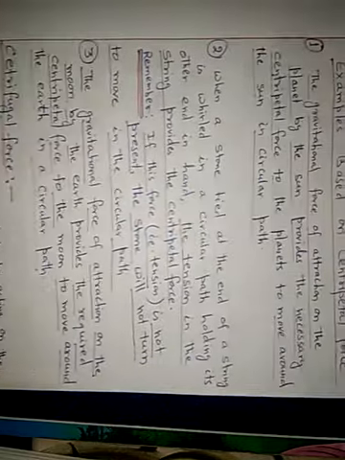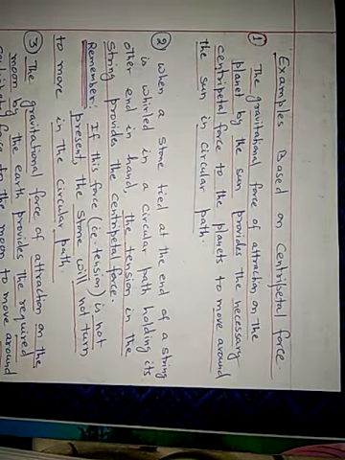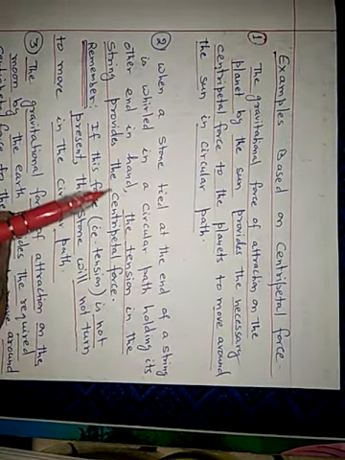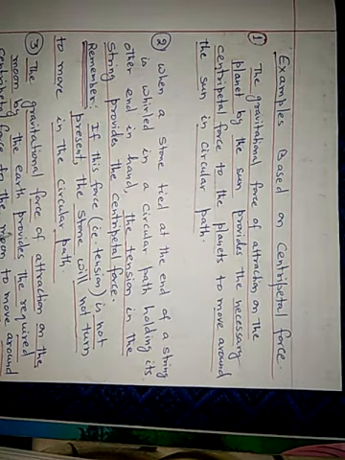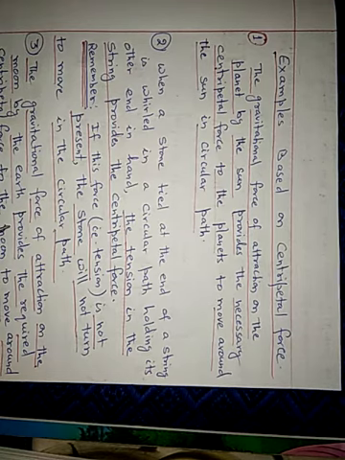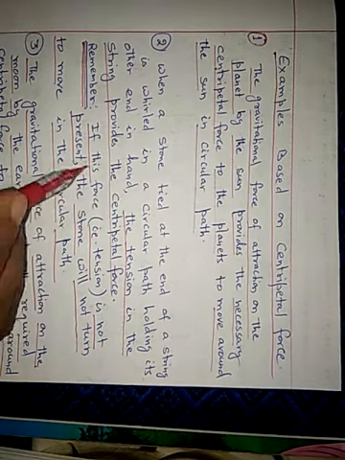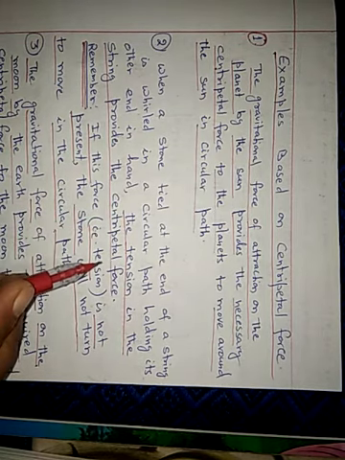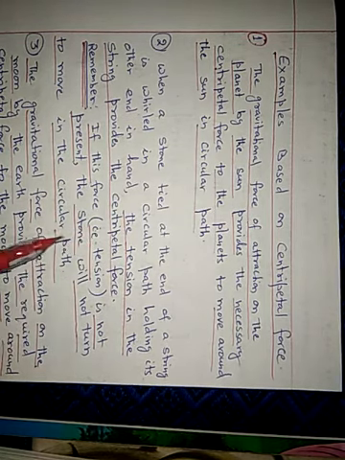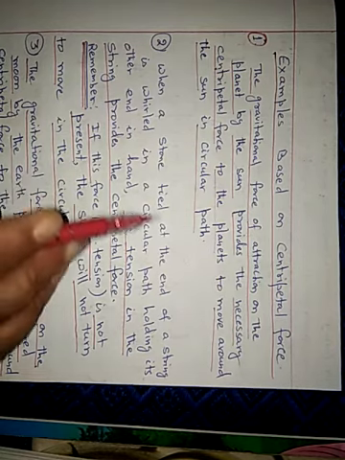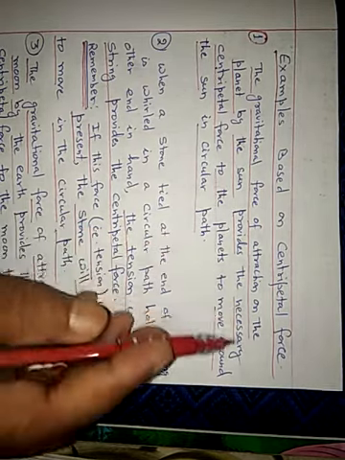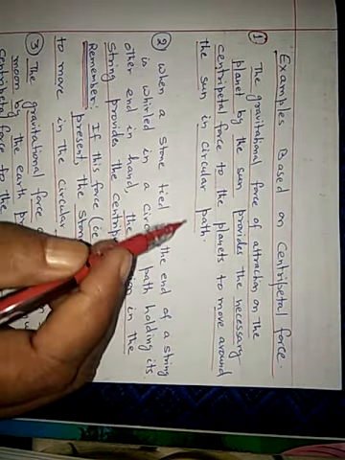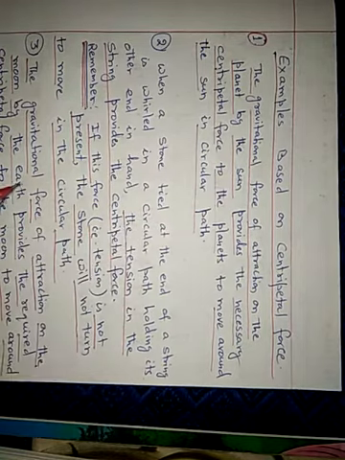Next, let us come to some examples based on the centripetal force. The first example is that the gravitational force of attraction on the planet by the sun provides the necessary centripetal force to the planet to move around the sun in a circular path. As we know, the planets always move around the sun in a circular path. So actually, from where do they get the force? Some force is always required to make the planets move around the sun, and that force is provided by the gravitational force of attraction of the sun on the planets.